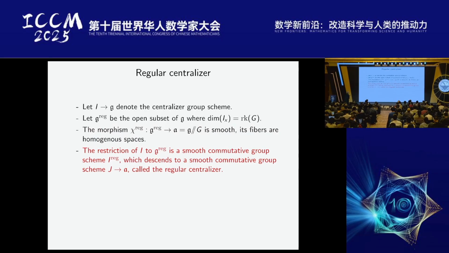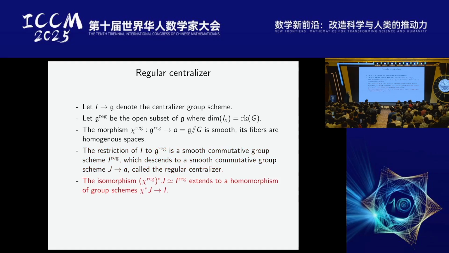Here is the main point. Actually, it's very simple, but when I discovered this thing 20 years ago, I couldn't believe it could be so nice and simple. When you restrict the centralizer to this regular part, you get a smooth group scheme, and that smooth group scheme descends to the space of characteristic polynomials. That is what I call the regular centralizer: the simple descent of the restriction of the centralizer to regular elements.